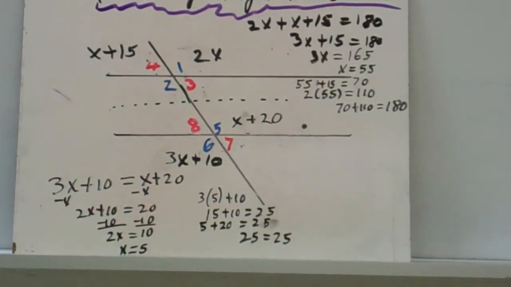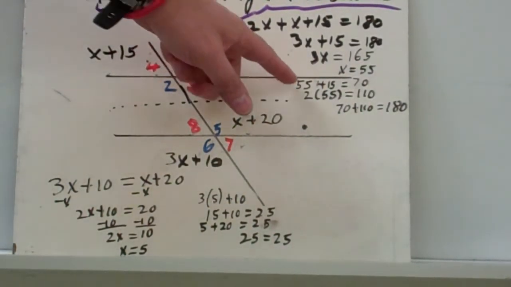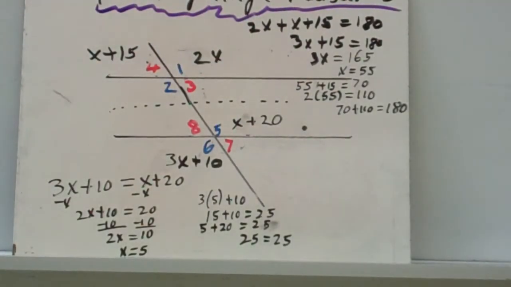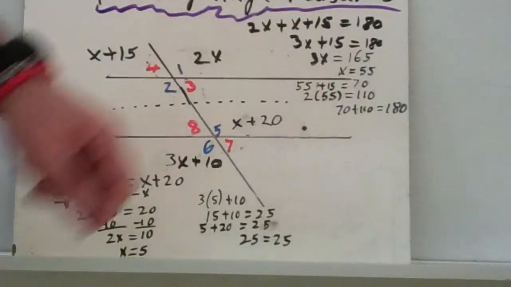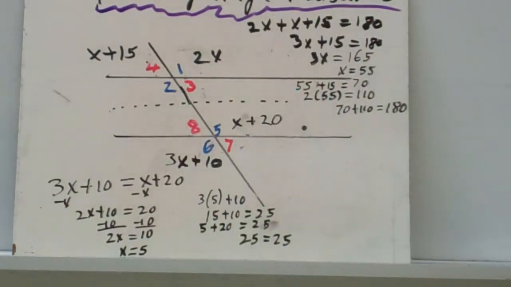We go back and check. 55 plus 15, replacing x with 55, we get 70. 2 times 55 is 110, and 70 plus 110 equals 180. So that will work out.